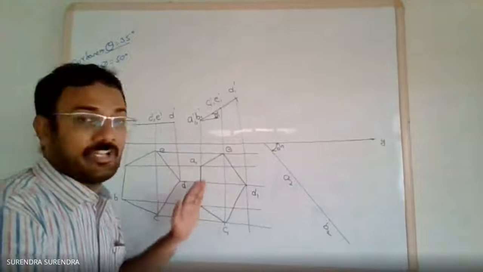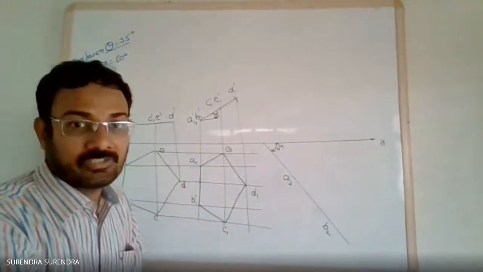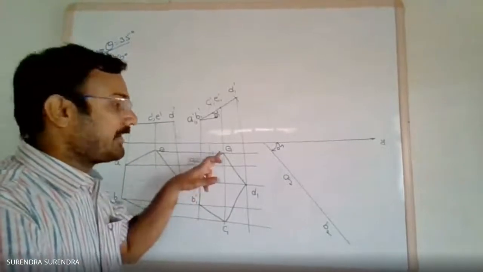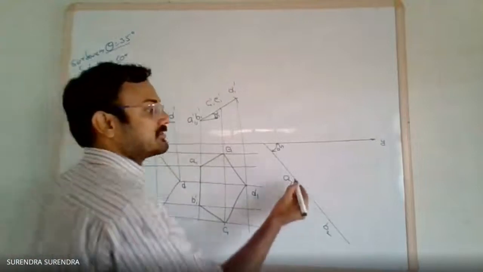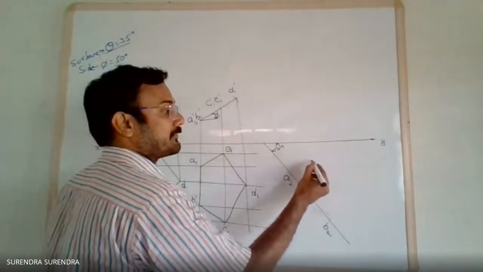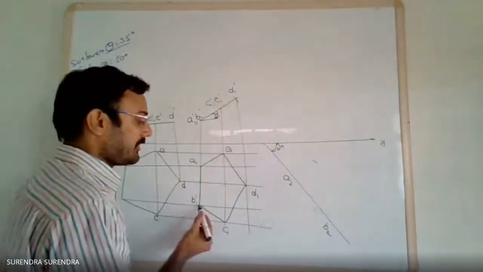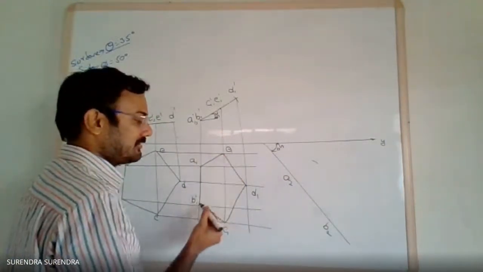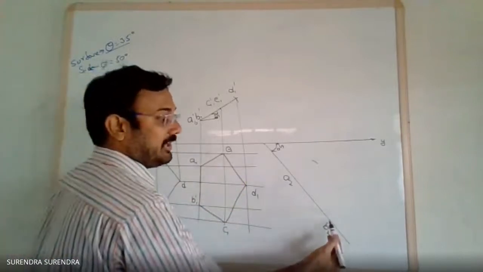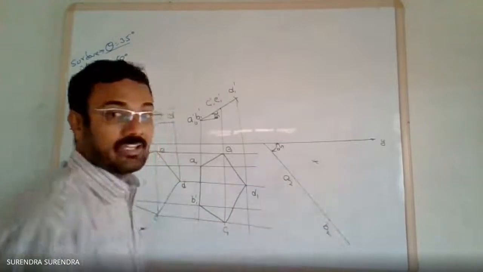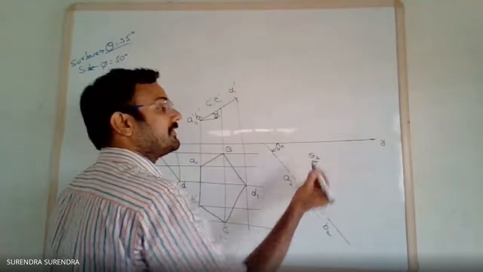How to redraw the remaining figure? Use the compass method. Take the compass. Measure the distance from A1 to E1. With A2 as center, draw an arc. Measure the distance from B1 to E1 with the compass. With B2 as center, draw an arc. The intersection point is E2.